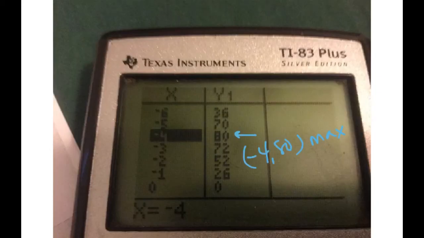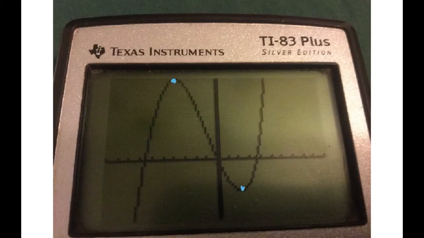The other way of doing this problem is to use the maximum and minimum function, which is under second calc, or second trace. Second trace. Maximum is number 4 and minimum is number 3. So if I want to find this maximum, I would press number 4, and when it says left bound, I would move the cursor until I see it pop up over on the left side of my maximum somewhere. It doesn't really matter where, as long as it's to the left of the maximum, and then hit enter. Then you'll see at the bottom of the screen it says right bound. Move your cursor until it's over somewhere to the right of your maximum. When it says guess, just hit enter again, and then it'll tell you where the maximum occurs, and it turns out the maximum is at 80.